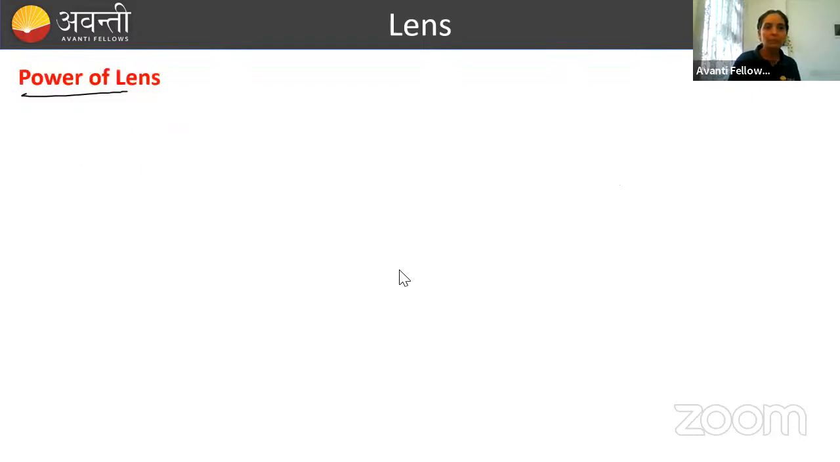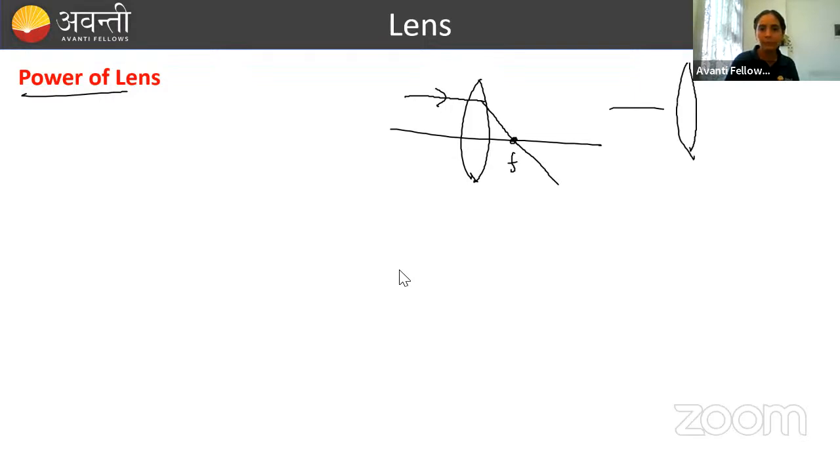Next is the power of a lens. If there is a lens, just imagine, I'm going to draw some ray diagrams here. A ray of light parallel to the principal axis, after refraction, cuts the principal axis at this point. So this is the focus. Suppose I take a second diagram, and do something like that. A ray of light parallel to the principal axis, after refraction, will cut the principal axis at a point called the focus.